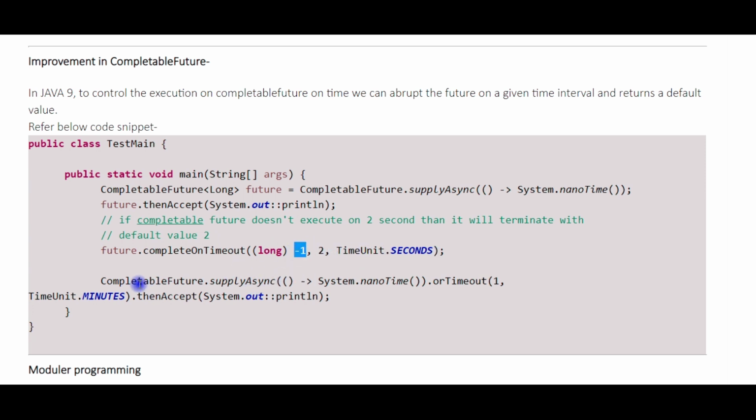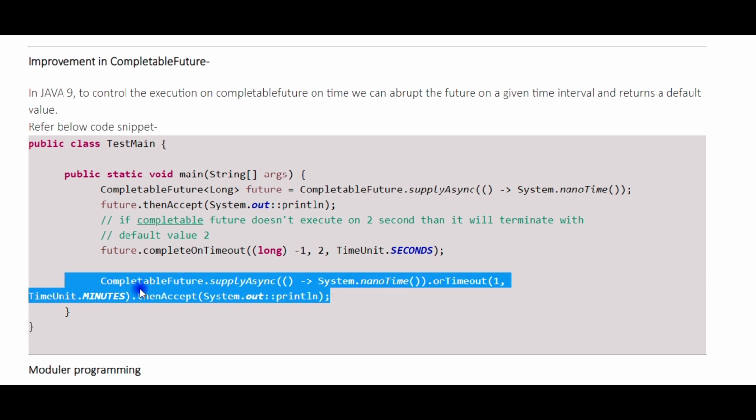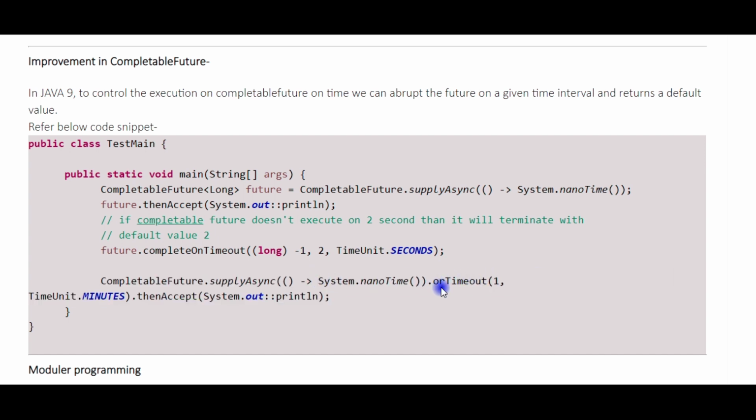So we are writing the same code in a different way, in a functional style. This can be written as CompletableFuture dot supplyAsync, and then here is the lambda function, and then orTimeout, and similar to the above code, 1, and then say this is the unit. Here we have written minutes, and then thenAccept, simply printing the value.